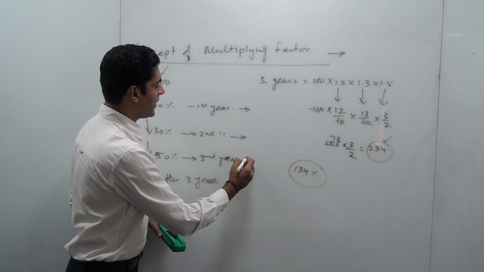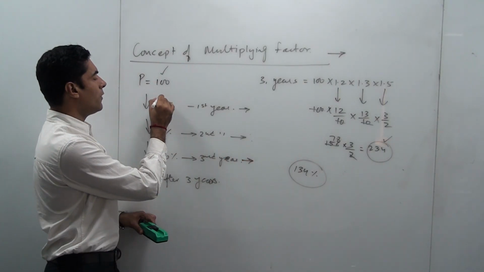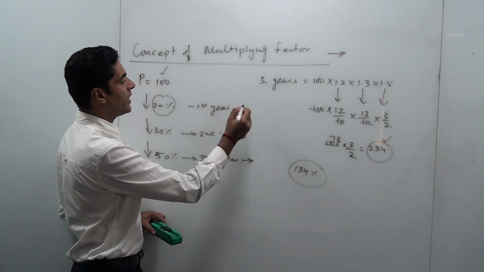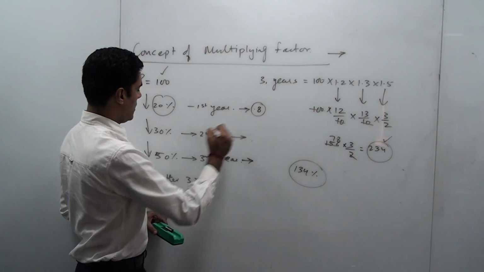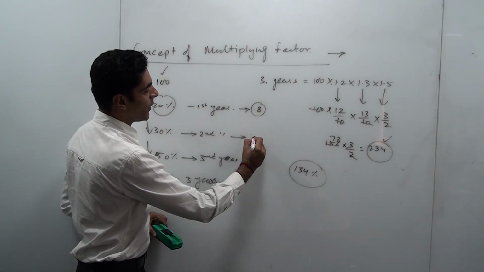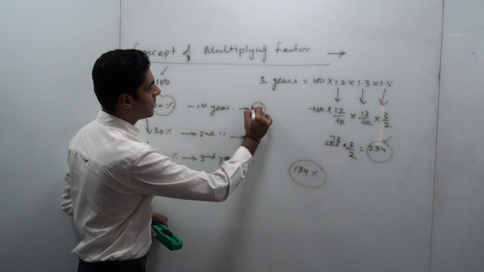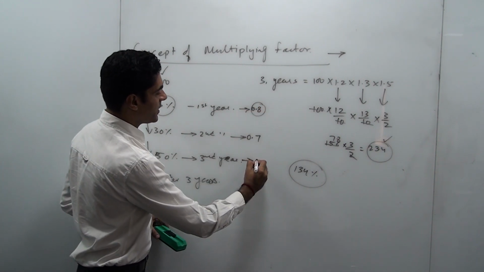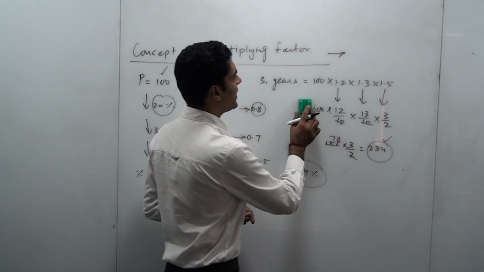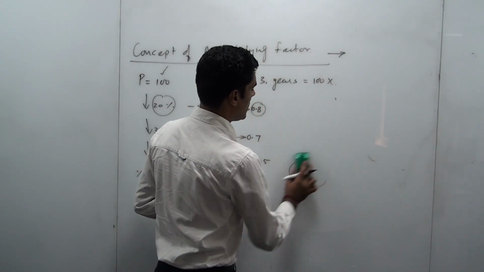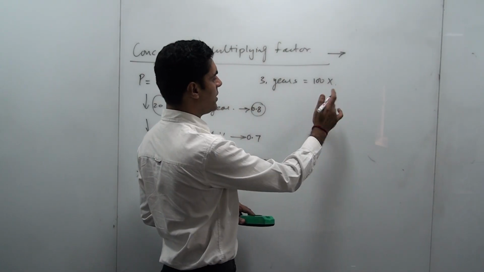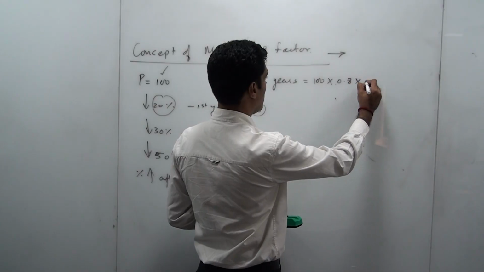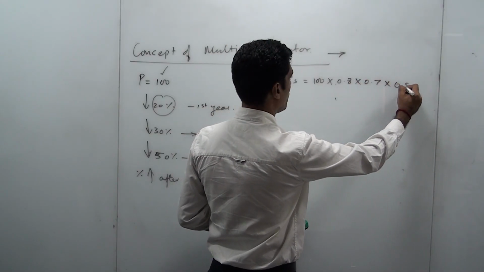So the multiplying factor for a negative of 20% will be 100 minus 20 divided by 100, which is 0.8. For 30% it will be 0.7. And for 50% it will be 0.5. So in that case, the population after 3 years would be initial into 0.8 into 0.7 into 0.5.